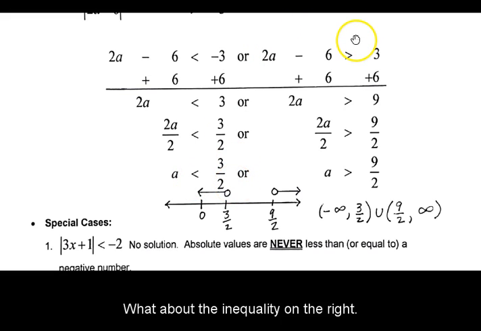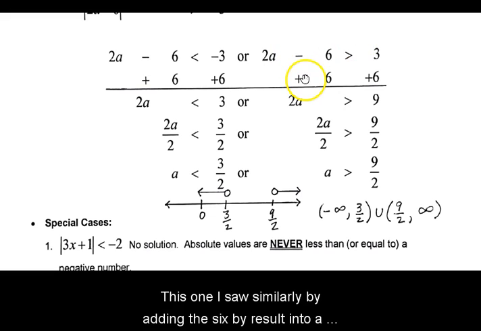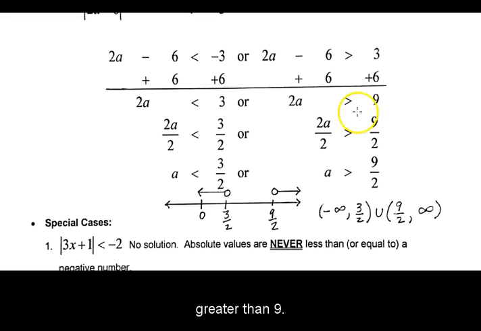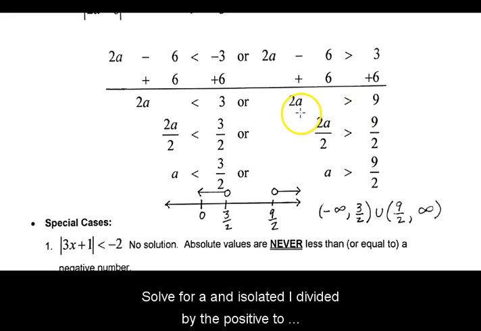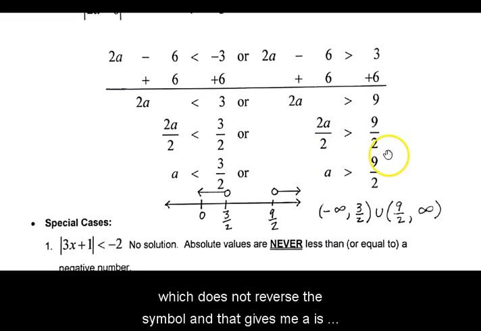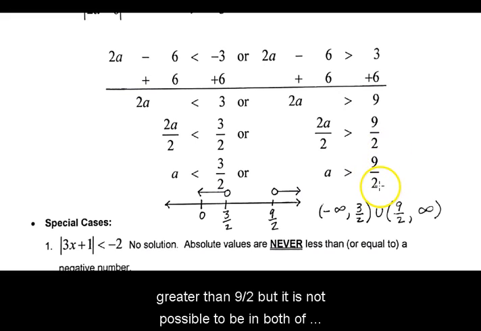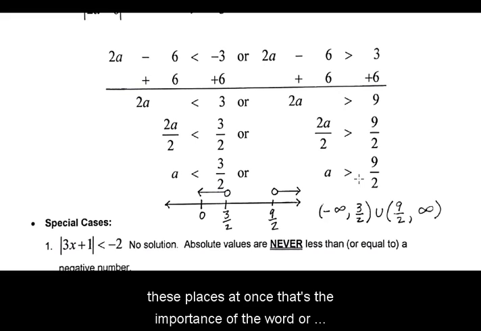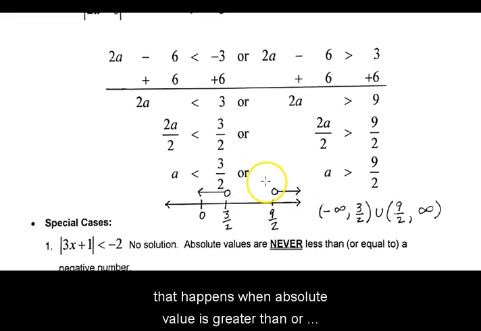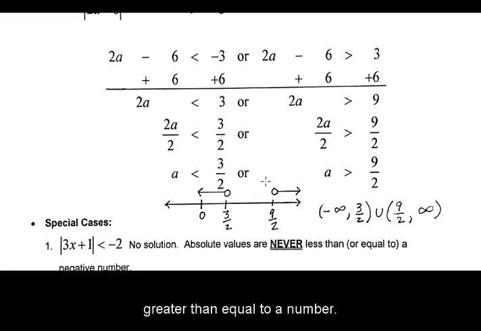What about the inequality on the right? This one I solve similarly by adding the 6. I result in 2a greater than 9. To solve for a and isolate it, I divide by +2, which does not reverse the symbol, and that gives me a is greater than 9/2. But it is not possible to be in both of these places at once. That's the importance of the word or that happens when the absolute value is greater than or greater than or equal to a number.